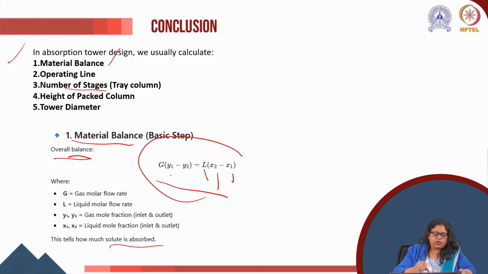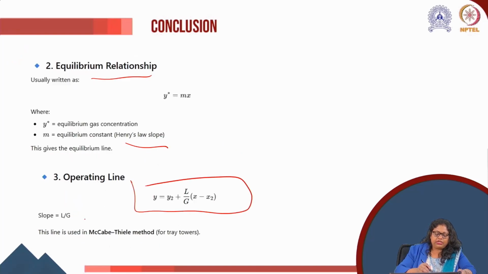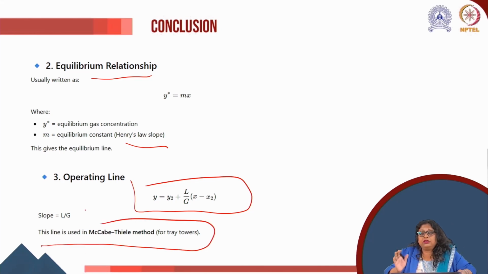Then we have the operating line. In the operating line equation, L by G is the slope, and this line is used in tower calculations. So this is all for today.